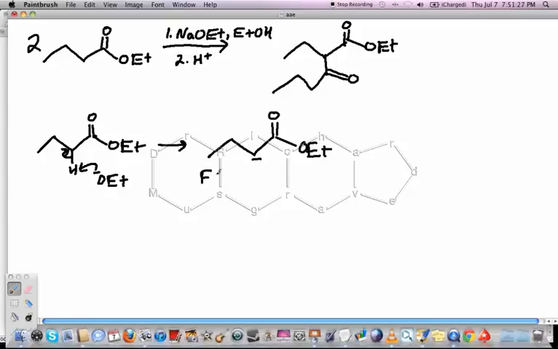Right, let me point out here that the base, the OEt minus, and this OEt, and of course the solvent for the base, all must match, because if that doesn't happen, then we get some transesterification processes possible, which will end up changing the product or causing product mixtures more likely.